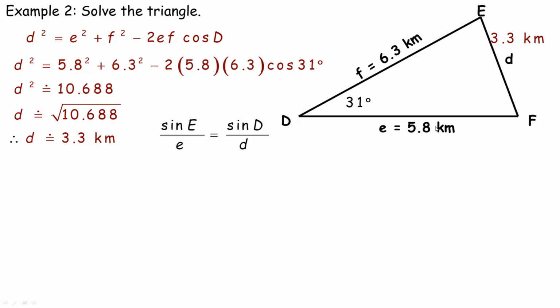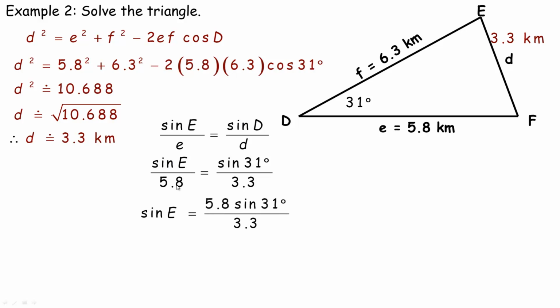So sine E over side E equals sine D over side D here, angle D on top, of course. So filling in the values, we're trying to find angle E. So side E is the 5.8 here. Side D is the 3.3 we just found, and angle D is the 31. So cross multiplying to find angle E, sine E would be the product of 5.8 and sine 31 divided by the 3.3. So maybe we'll bring the calculator back here.